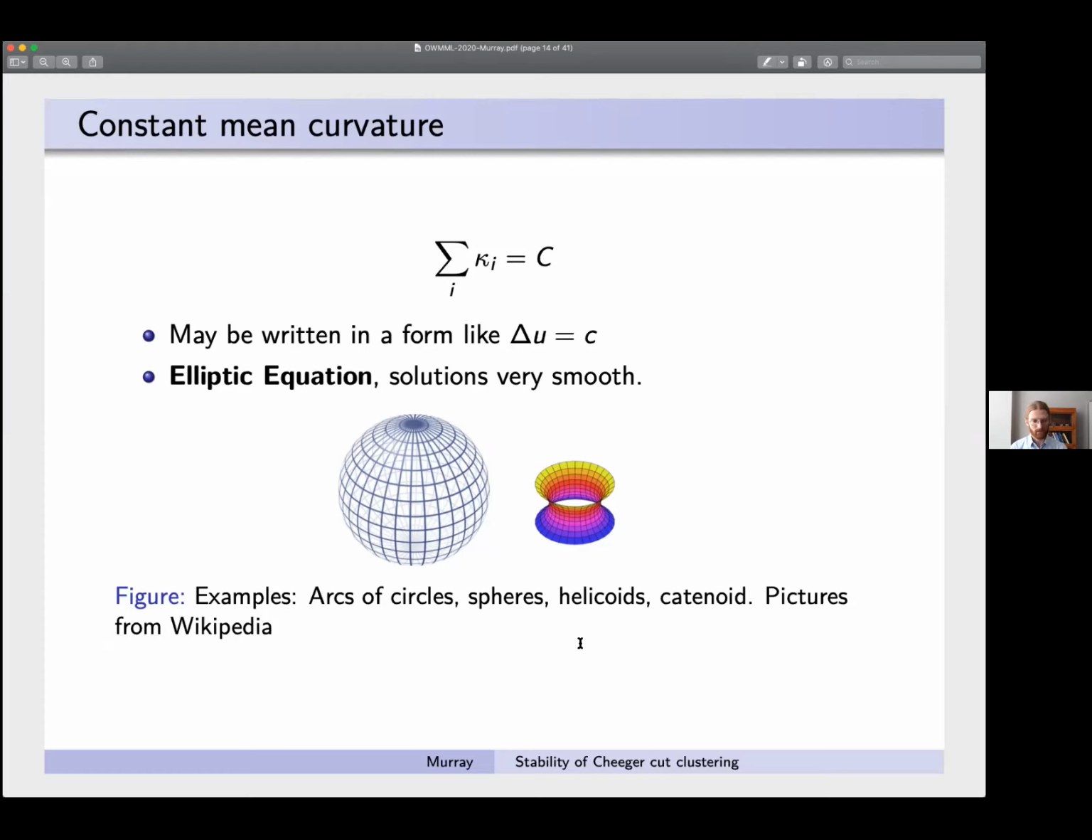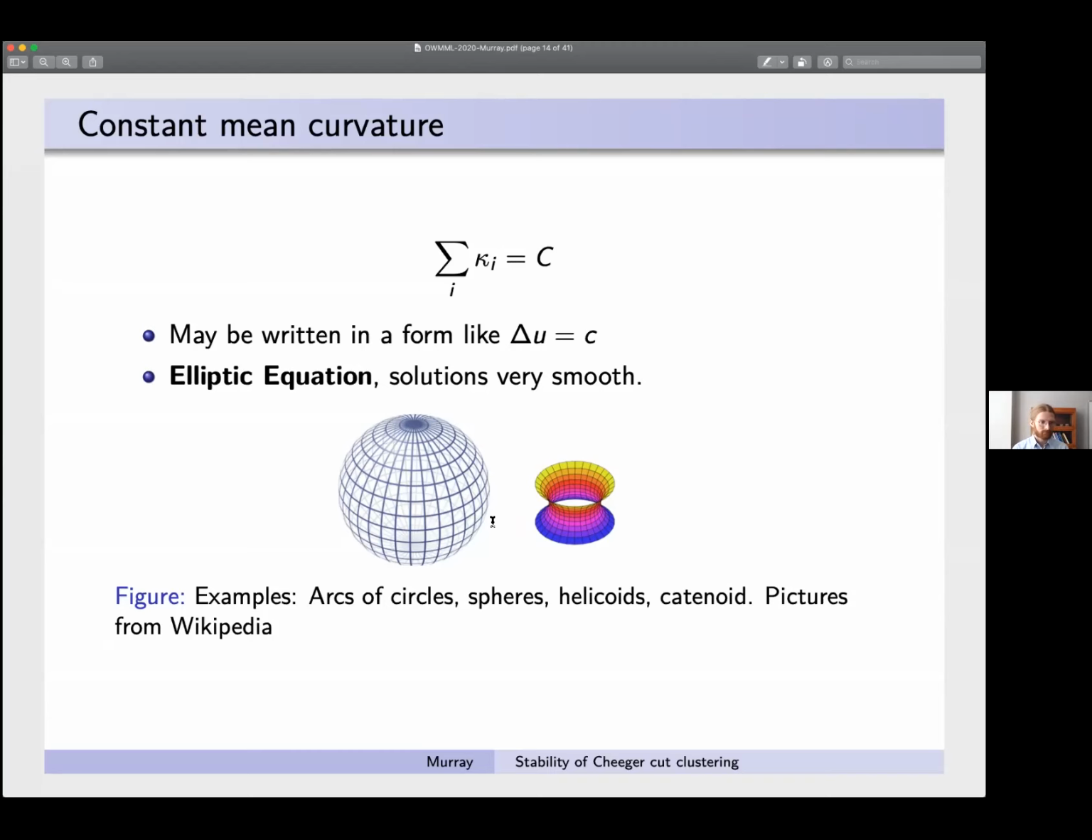Some simple examples of constant mean curvature surfaces that one can visualize are pieces of circles or spheres. Or you can come up with more complicated surfaces like this catenoid on the right. Again, these pictures are from Wikipedia. But all of the surfaces that you get when you look at constant mean curvature surfaces are exceedingly smooth. They're very nice in some sense.